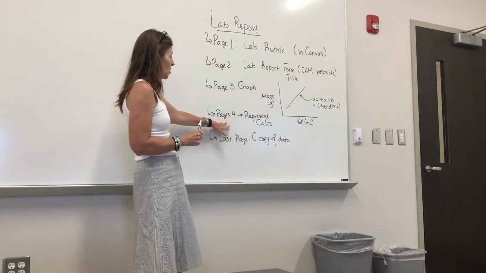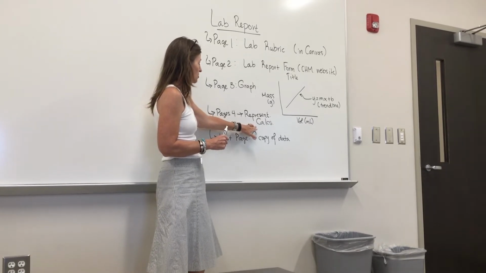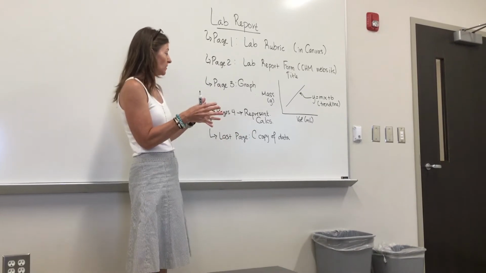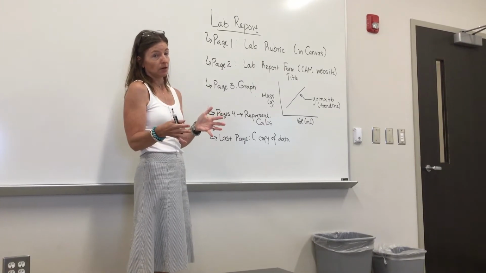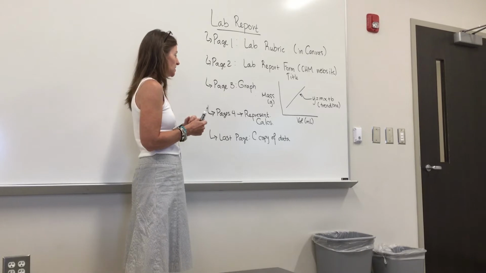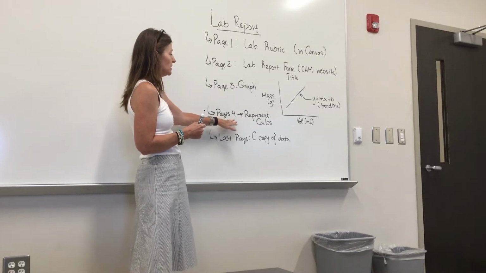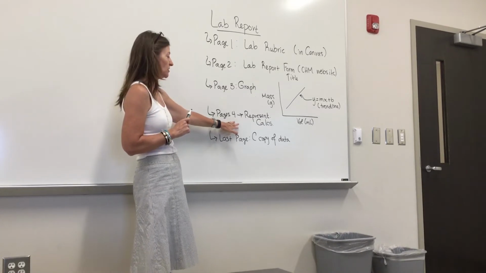Then pages 4 on, representative calculations. That means every time there's a new calculation, you'll show me how you did it, but I don't need to see 10 of the same calculation. Make sure you include average deviation. It does ask you for that. That's in the preamble of the lab. I'll show you that in a moment.